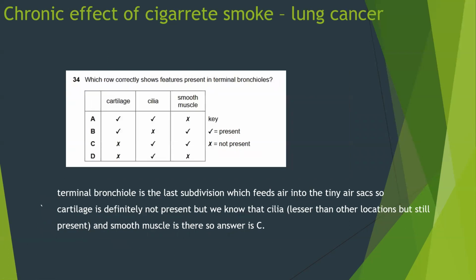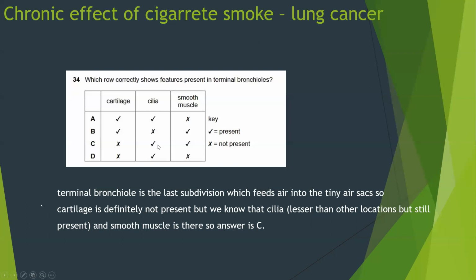Okay, so this is also about distribution of tissues, this time about terminal bronchioles. Terminal bronchioles are the final bronchioles which supply air to the alveoli. After the bronchus divides, it forms smaller bronchioles, and it forms terminal and then respiratory bronchioles. So this is one of the final subdivisions of the bronchioles. So what will be present? We know that cartilage is only present in trachea and bronchi. So A and B are definitely wrong.